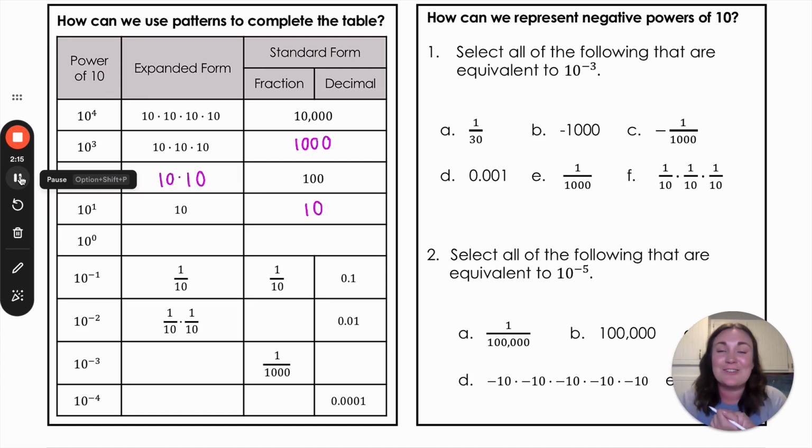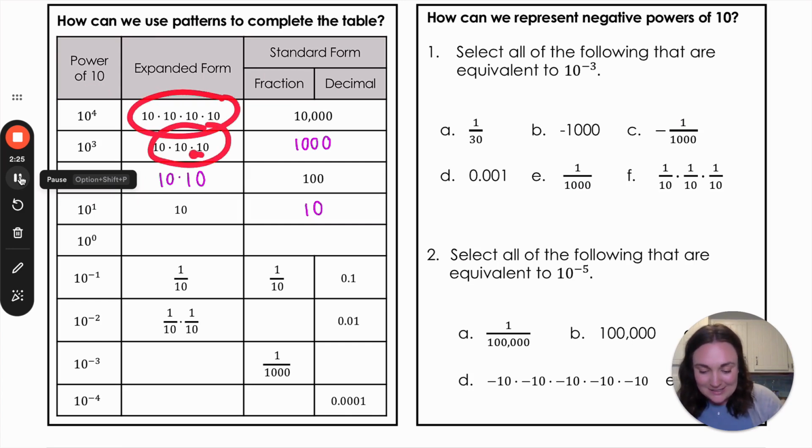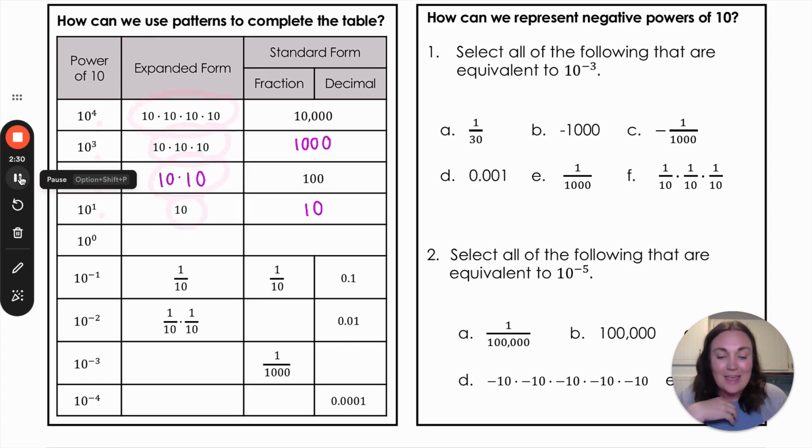Now here is that tricky 10 to the 0. Everyone always wants to make it 0, right? But we're going to look at our pattern. We have 4 tens, then 3 tens, then 2 tens, then 1 ten, so 4, 3, 2, 1. And we can also look at the number of zeros: 4 zeros, then 3 zeros, then 2 zeros, then 1 zero. So 10 to the 0 power is like 1 with 0 zeros. And so it's just 1. So we're just getting rid of that 0.